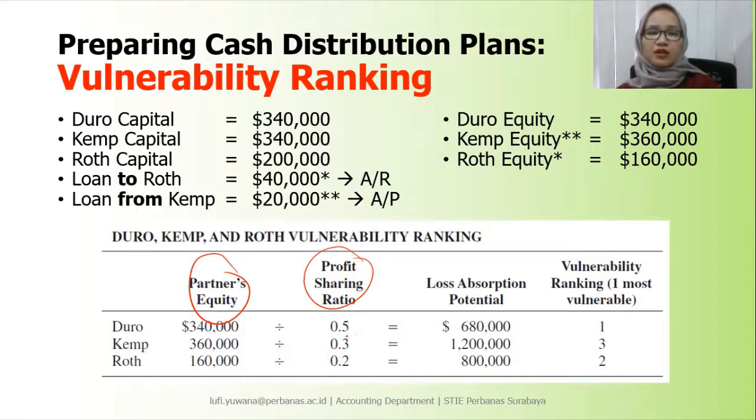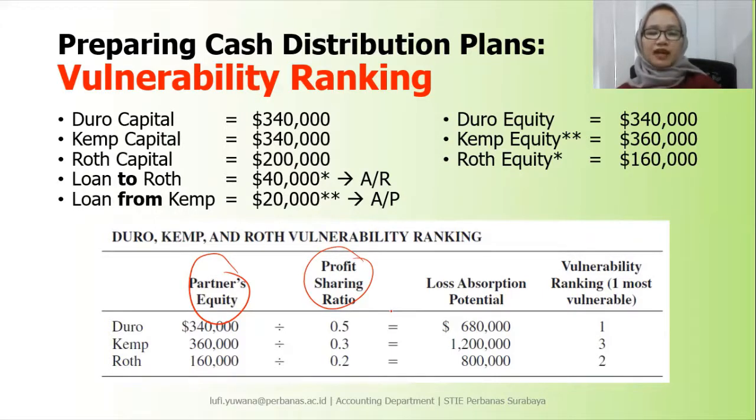This information, just like we have mentioned before, is based on the previous example illustrations. So for Duro, its profit and loss sharing ratio is 0.5. It comes from the 50%. Meanwhile, for CAM and ROD, respectively, it is 30% and 20%. So here, the principle for making the vulnerability rankings is to assume how much the amount of the Duro, CAM, and ROD capital would be if it turns to be 100%.